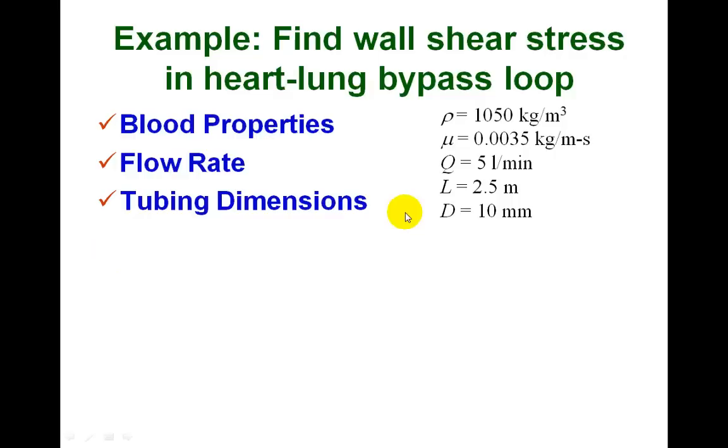So here's a set of specs for a heart-lung machine bypass tubing. We have about 2.5 meters of tubing. We need a flow rate of about 5 liters per minute for a typical patient to keep the body alive during this surgery. And then the density and viscosity of blood are given here.